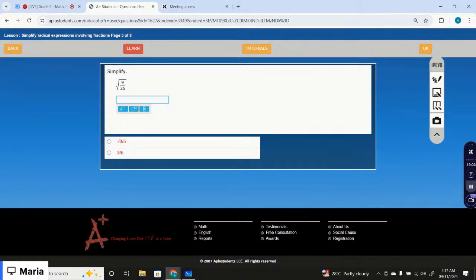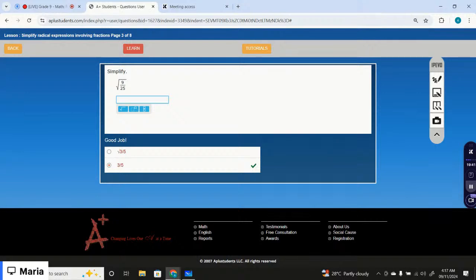Simplify square root 9 over 25, which is the correct option? The correct option is option number 2, right? That is 3 over 5.